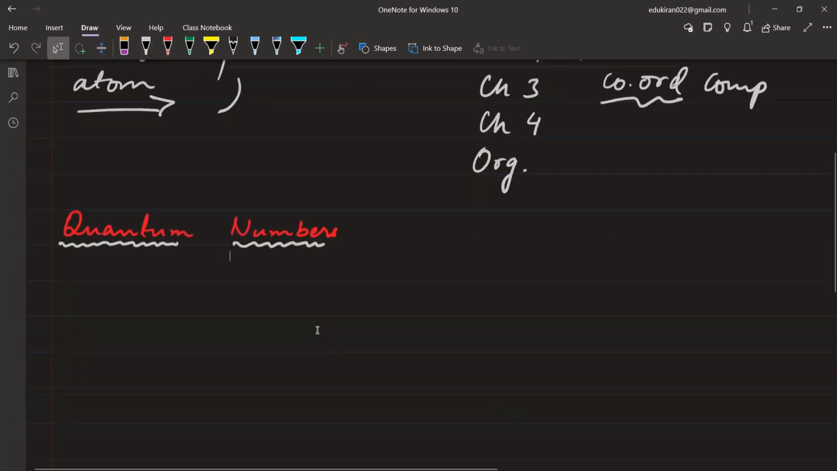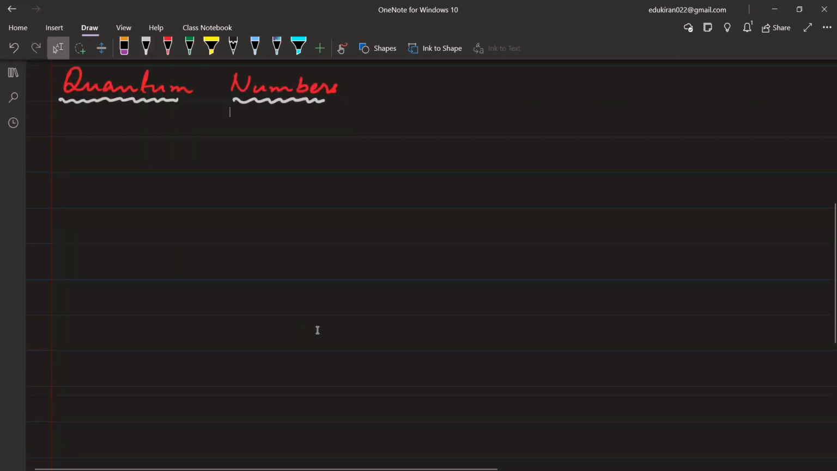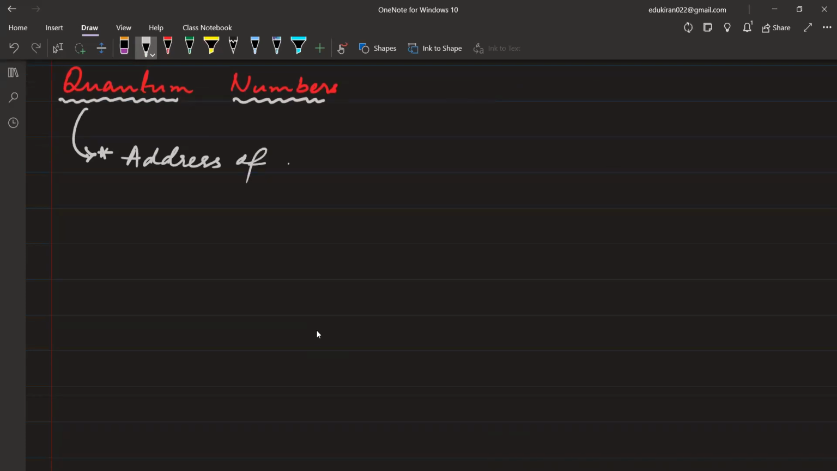Now, whenever we say quantum numbers, then a phrase should be popping up in your mind. And that phrase is, what is quantum number? You will always relate this with the address of electron. Simple words, what is quantum number? It tells you about the address of electron.